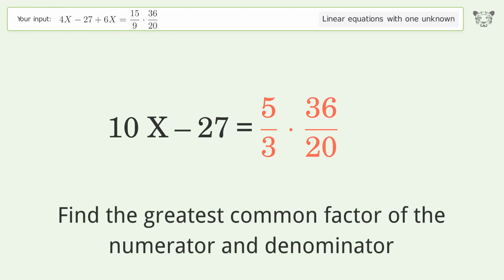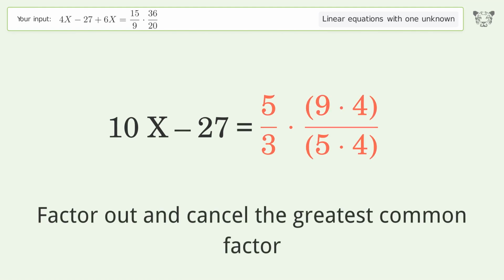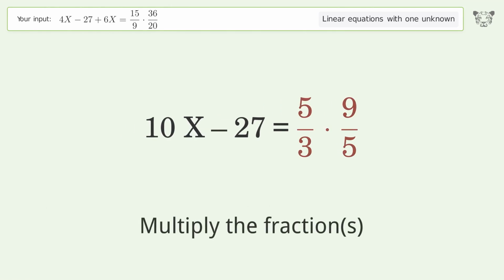Find the greatest common factor of the numerator and denominator. Factor out and cancel the greatest common factor. Multiply the fractions.